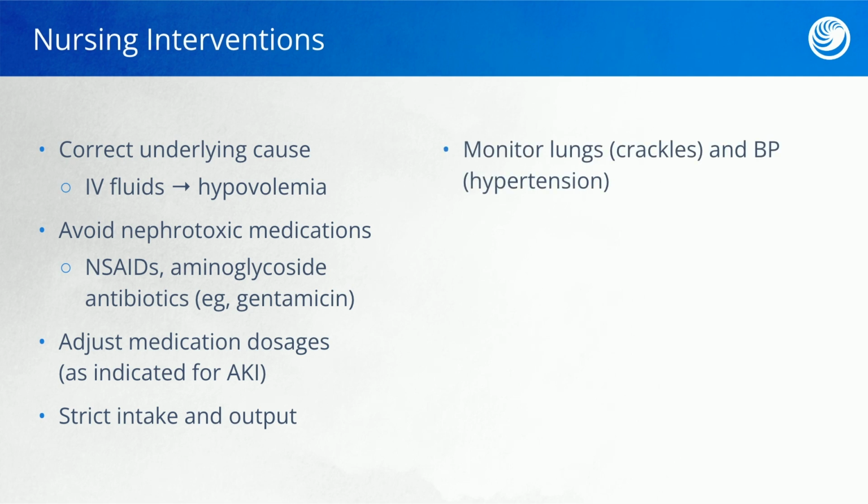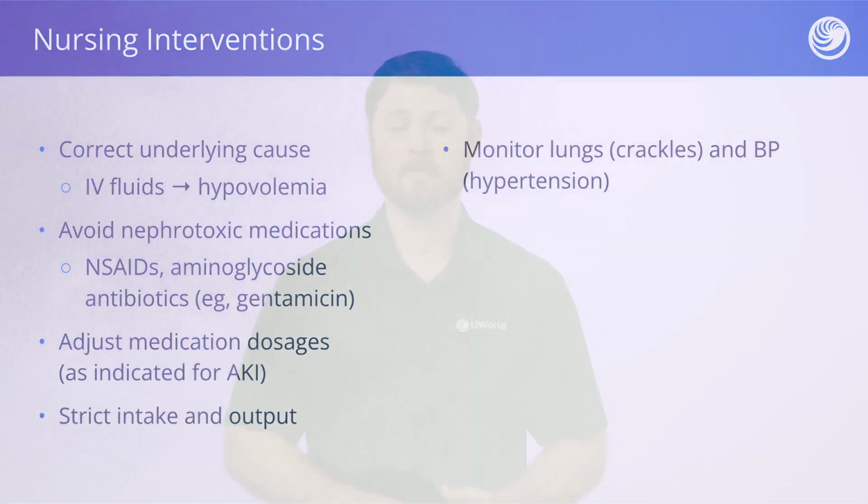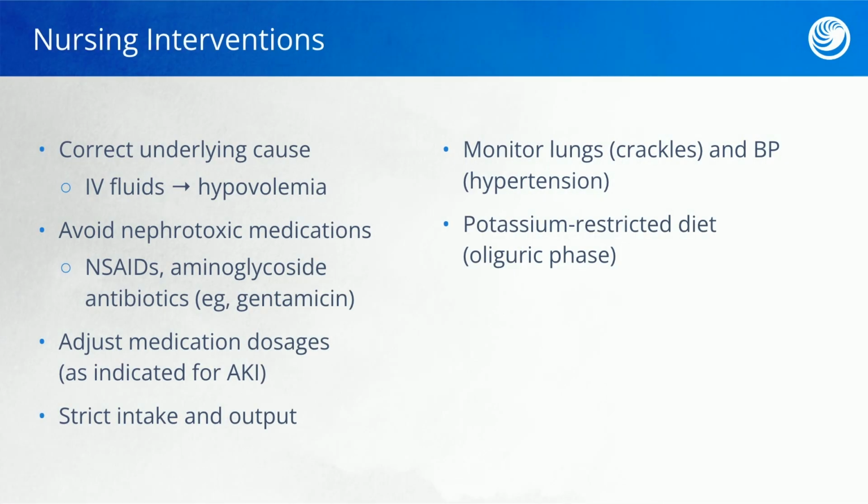For the oliguric anuric phase, we should monitor lung sounds for the presence of crackles and the blood pressure for hypertension. Additionally, due to the buildup of potassium, we want to administer a potassium-restricted diet to avoid any further increases in serum potassium levels. Daily weights and renal function should be monitored frequently to assess for any weight gain or loss, as well as an improvement or decline in kidney function.